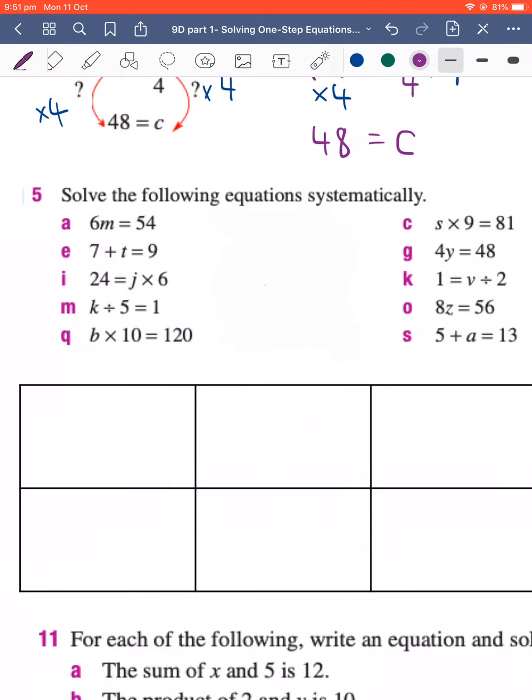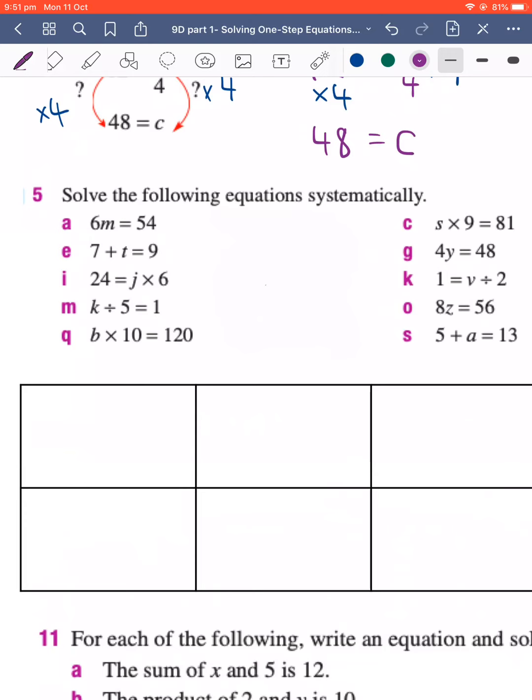On to question number 5. So again, you're solving these systematically and you're going through with each of them. Make sure that you are following along and you are actually showing your working out. Really important with all of these.